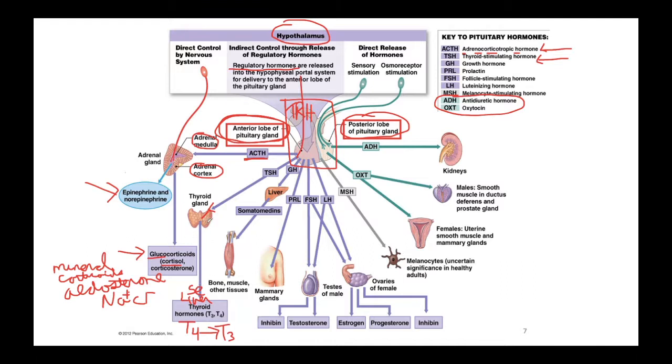Maybe you're deficient in tyrosine. Maybe you're deficient in iodine. Okay, you need all the ingredients to make a cake. If you don't have enough flour, you don't have enough eggs, you can't make the cake.